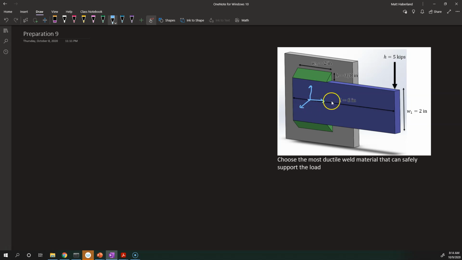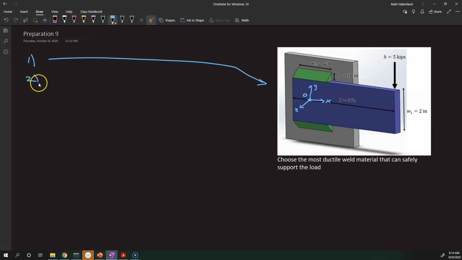I'll go ahead and make up a coordinate system just to help us keep things straight in the problem. I'll call this X, this is Y, and this is Z. And this is our centroid. We'll call that O in this case. And the surface normal is in the Z direction. It's perpendicular to the plane of the weld. Okay, so that was step one.